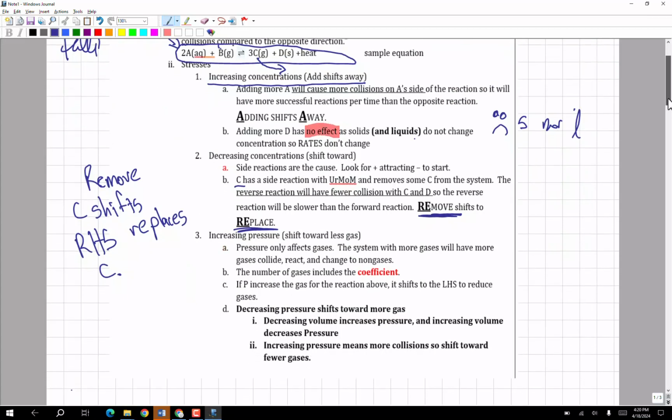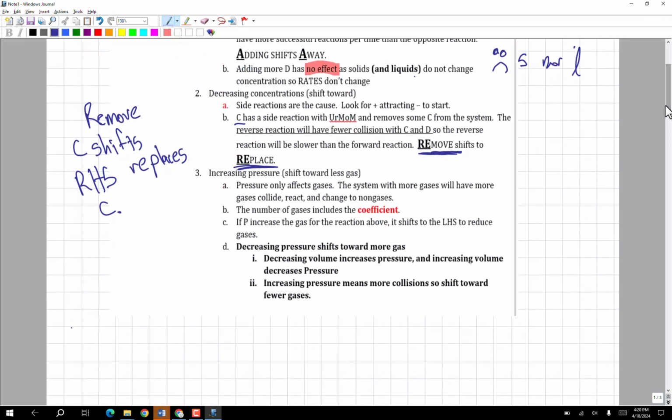Increasing pressure shifts towards less gas. The way you increase pressure is, if I'm sitting in my jail cell, you can increase my pressure by making my jail cell a little bit smaller. They've done studies about the pressure of just the size that you have in jail. Don't go to jail. Be good people.